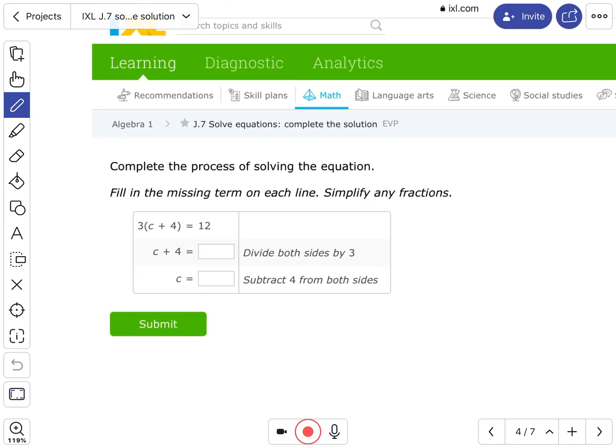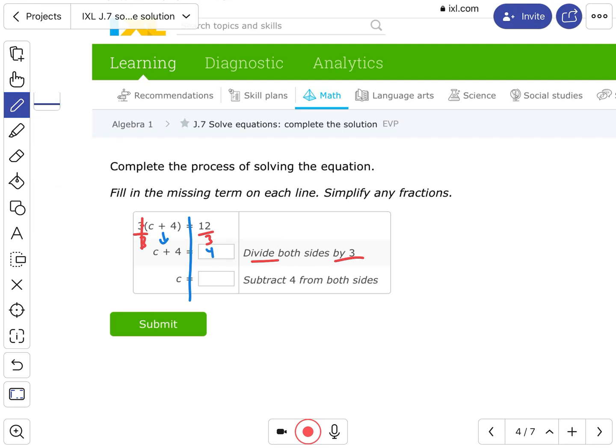Okay, so here's another one where you have the parentheses. So you're going to want to divide. This is multiplying. And so once you divide by 3, that's what it tells you to do, you're going to be left with c plus 4. Now you don't need the parentheses anymore. Now I'm looking at the right side. 12 divided by 3 is 4.